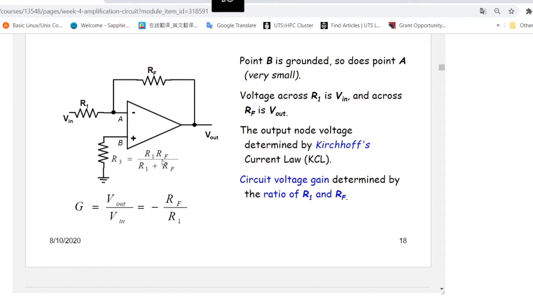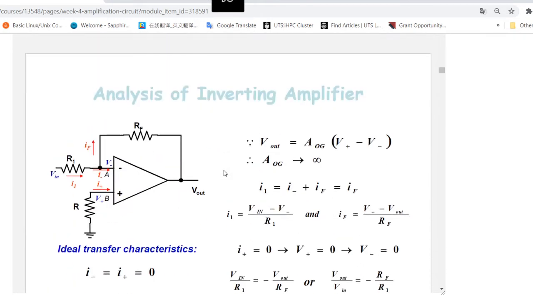I will discuss some online voting questions, not tutorial questions. For this one, remember: the input is at the negative port, so the gain is minus RF over R1. This is a very typical op-amp based inverting amplifier.